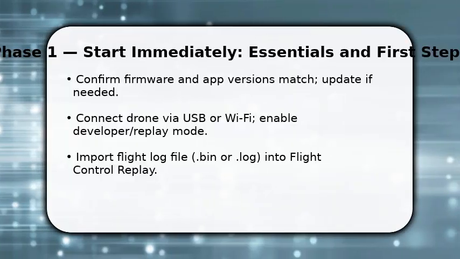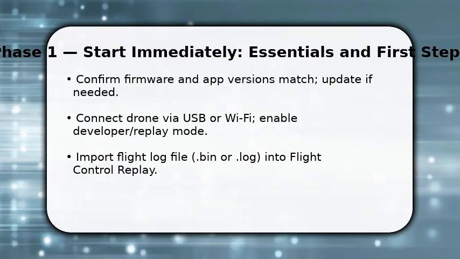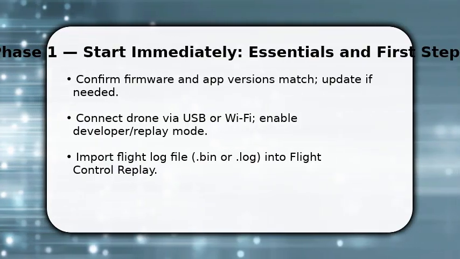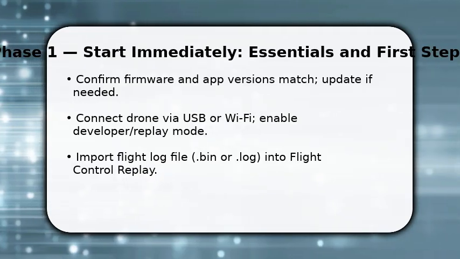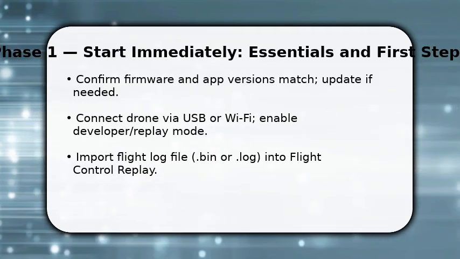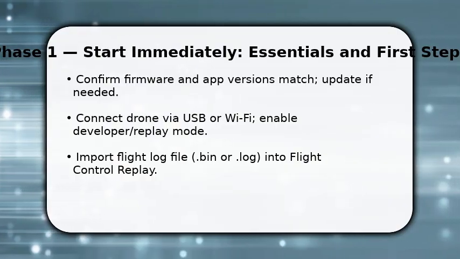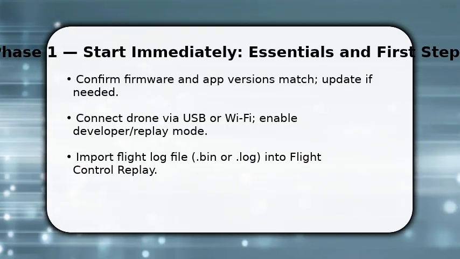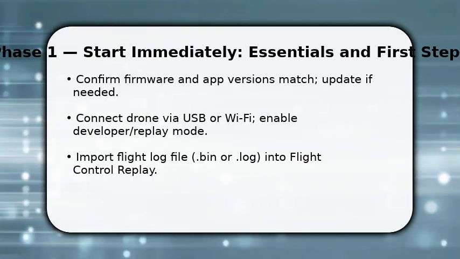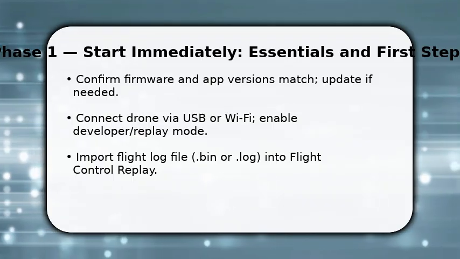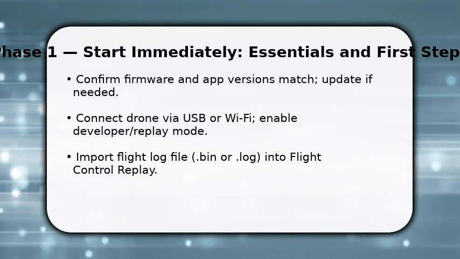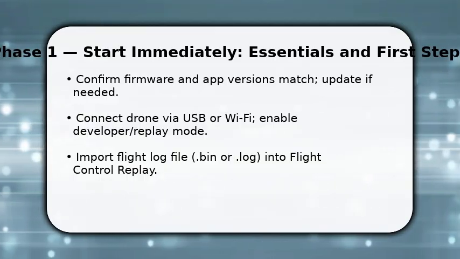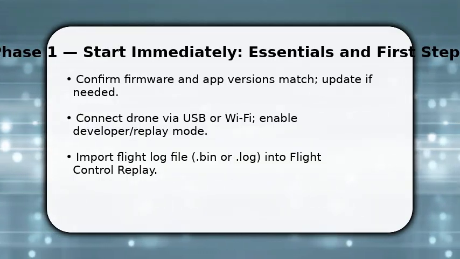You start by ensuring your firmware and app versions align so playback matches recorded telemetry. Connect the drone or SD card over USB or Wi-Fi, then enable replay or developer mode in settings so raw logs are accessible. Once connected, import the flight log, select the bin or log file and load it into Flight Control Replay. This gives you the timeline and telemetry channels to work with. Make sure timestamps look continuous before moving on.